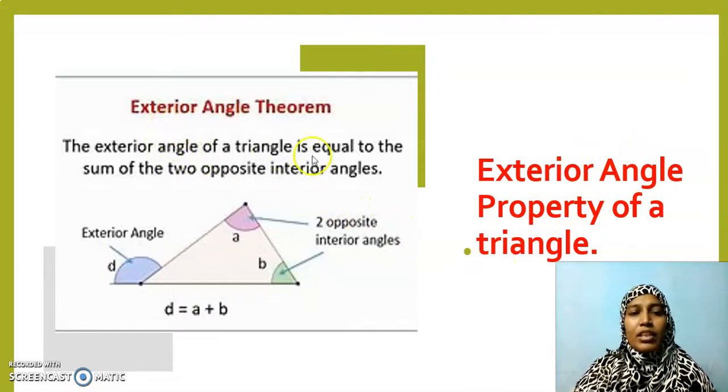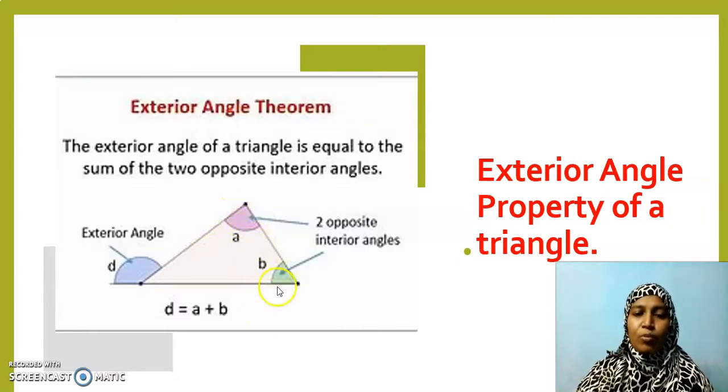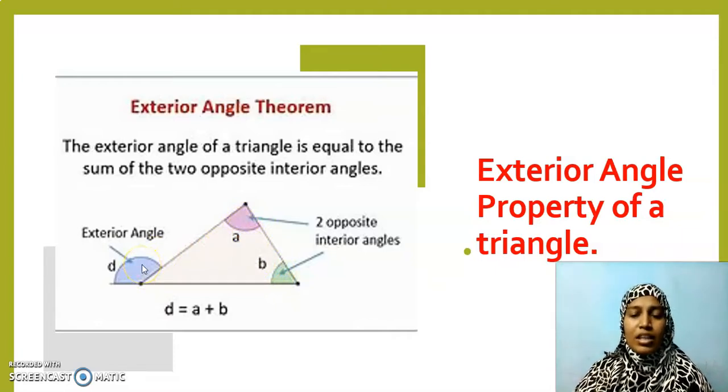Before that, we learned the exterior angle property of a triangle. What is the exterior angle property? The exterior angle is equal to the sum of the opposite interior angles. We have two interior opposite angles. If I add those two angles, we get the exterior angle. That is the exterior angle property of a triangle.